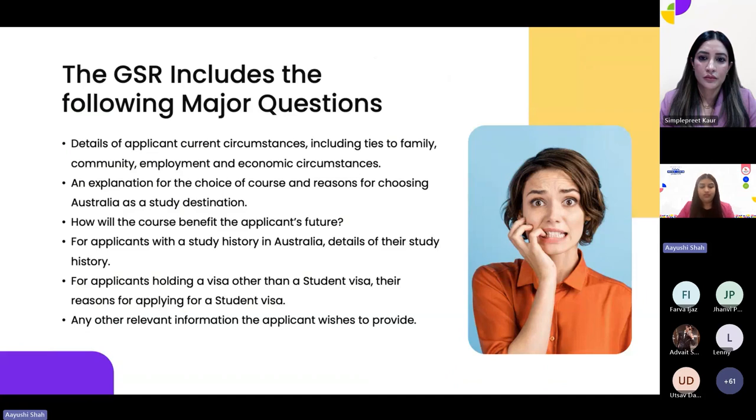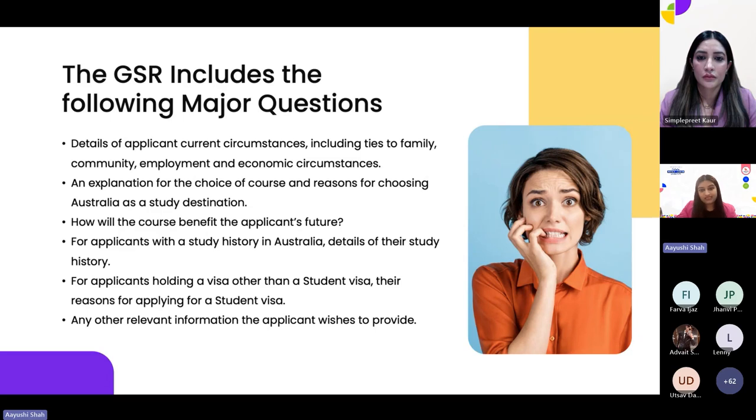Now, let's delve into it: there are five major sets of questions that are incorporated within the application. We've already covered that each has a maximum of 1,000 characters, or approximately 150 words. You must stay within the word limit. Obviously, there is no other way, because you can't exceed your word limit.